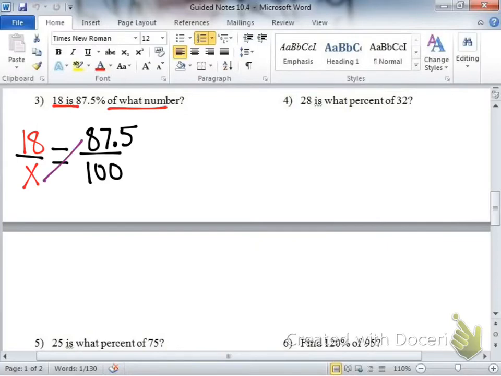Yes, 87.5x equals 1800. Now, if I was solving this, I usually go from top left to bottom right. I probably would have had these flip-flopped, but I'll get the same thing as you guys, but I just went with what I heard. All right, so we need to divide both sides by what? By 87.5. By what's next to the X?